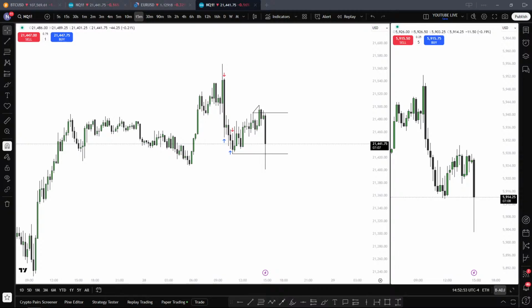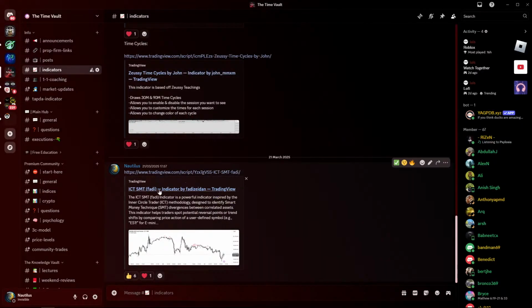Did Trump say something? He definitely did. If you want to use an SMT indicator, in the Time Vault I've got an indicator section here, and I've got this SMT indicator here that you can check out.